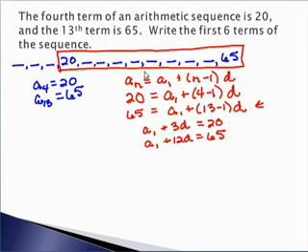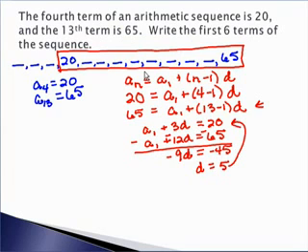All right, because I see them lined up here, I'm just going to use linear elimination. I'm going to change all the values of the second one, and then combine those so that the a sub 1 eliminates. So 3d minus 12d is negative 9d. 20 minus 65 is negative 45. So our difference is 5. All right, if our difference is 5, let's substitute it back into here.